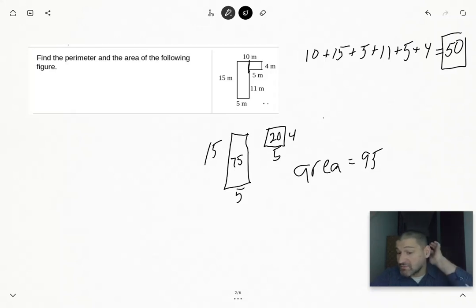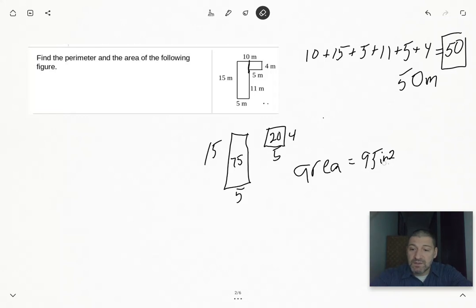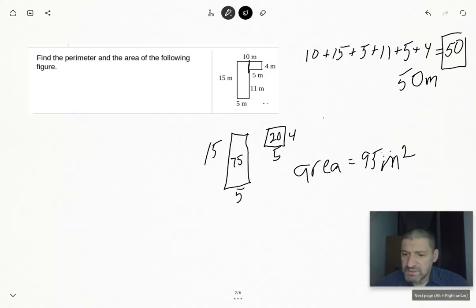There is one thing I forgot on both of my answers, and that's the units. The area would be 95 inches squared, not just regular inches, and the perimeter would be 50. Oh, and I made a mistake here. It's not inches, it's meters. So that'd be 50 meters, and this down here would be 95 meters squared. Let's look at just a couple more examples, and I'll get you going on some practice problems.